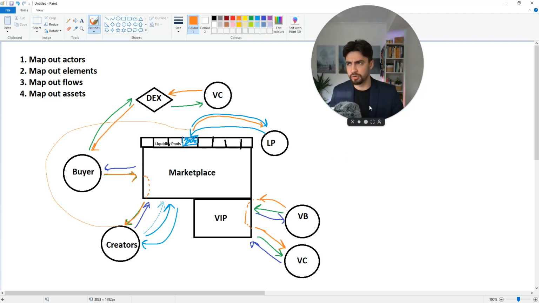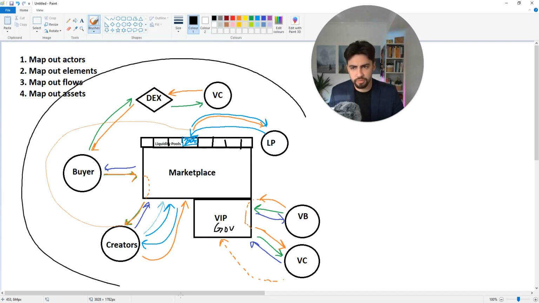Maybe people can vote on different features of the marketplace. Maybe the creators can pay to have their AI agents at the top of this marketplace. So then the creators will be paying, there we go, the tokens to have their stuff at the top of the marketplace list. Maybe there is some governance, right? So maybe the VIP creators are also governing, so they can stake the tokens. That's why it's a dashed line. They stake the tokens in order to participate in governance over here.